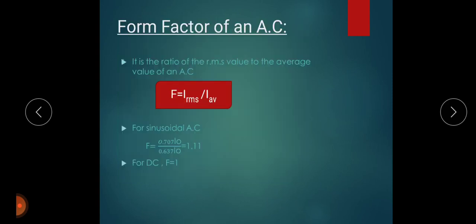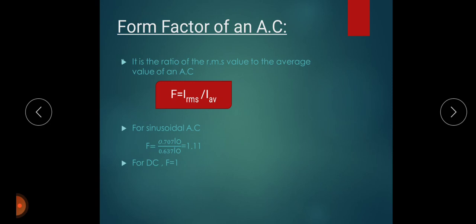And next, go to the next slide. Form factor of an alternating current. It is the ratio of the RMS value of the current or voltage to the average value of an alternating current. It can be represented as F is equal to I RMS divided by I average value of the current. And next, I RMS is the RMS value of the current.